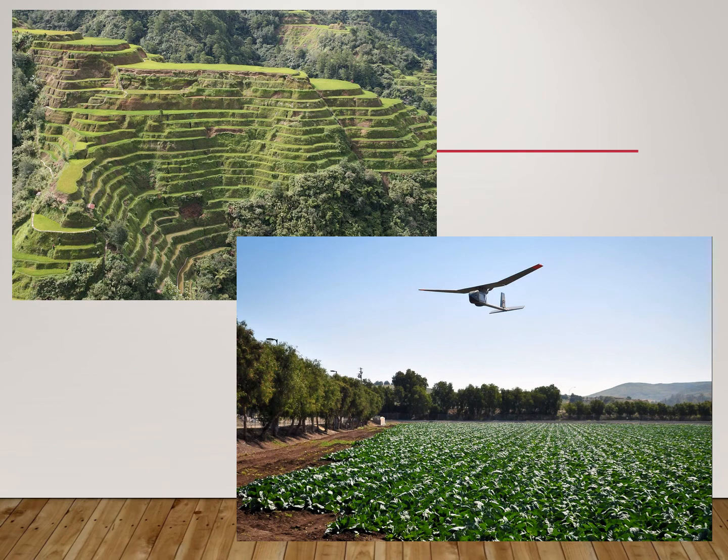So here are two examples of intensive. You've got intensive subsistence rice cultivation in the top left corner. That's a picture from the Philippines. I just think it's super cool looking. Notice how they maximize the land they have by creating these terraces where they would otherwise not have flat land to farm.